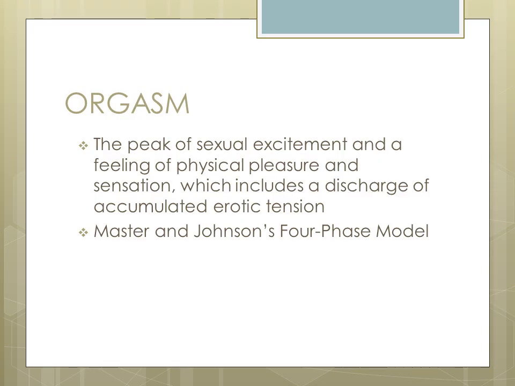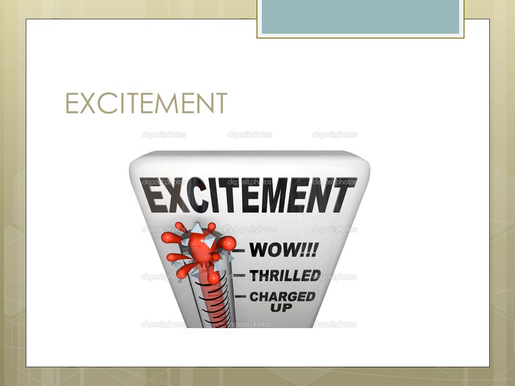We will now move on to Masters and Johnson's 4-phase model. The first phase is excitement. This can be represented with the actions that will eventually lead to intercourse, such as kissing, touching, dirty talking, or even the use of toys.